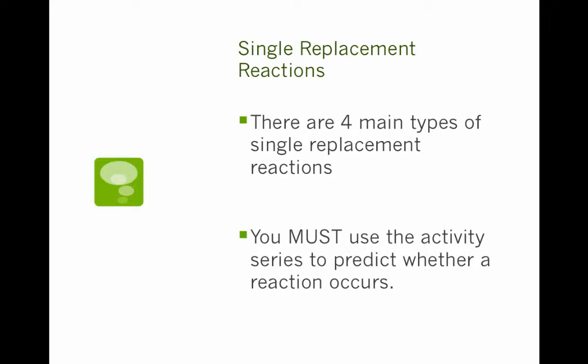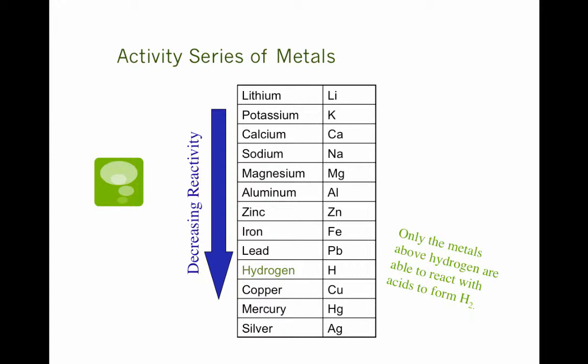First, we will learn about single replacement reactions. There are four main types of single replacement reactions. You must use the activity series to predict whether a reaction occurs. Now, if you're in my class, you should have received this handout. Otherwise, you can just Google image search for activity series, or you can take a screenshot of this slide.